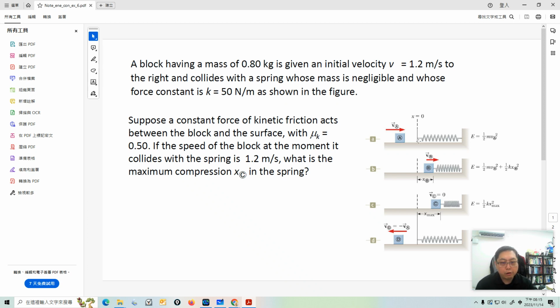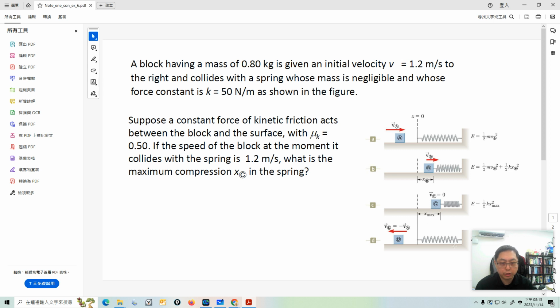It also says, and I think it should state this more clearly, that the surface underneath the spring has friction. The kinetic friction coefficient is 0.5. So that means when the object hits the spring and compresses the spring, during this process there is also a friction force dragging this object. Okay, so that's probably the description of the problem.